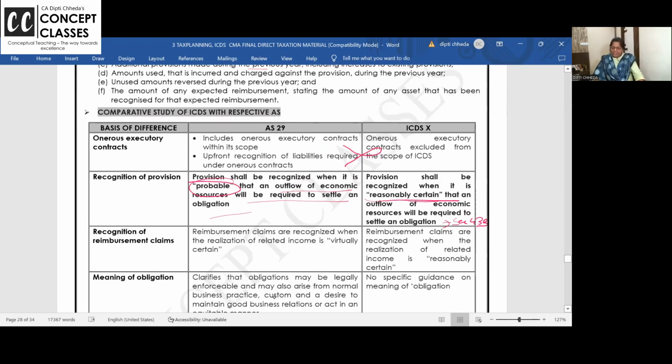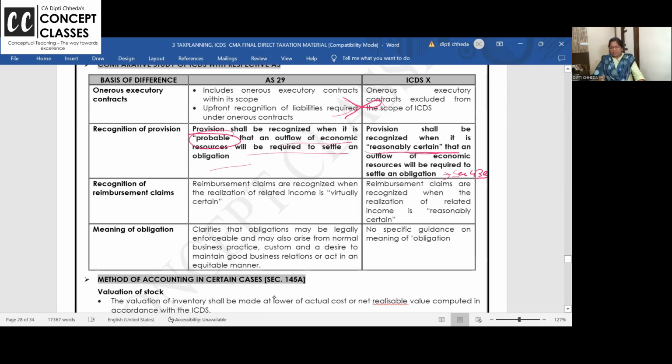Provision, and ICDS is talking about onerous contract. I said cancel it. Onerous, executory, these you study in law, not needed now. Recognition of the provision. Okay. Provision should be recognized when it is probable, meaning certain, you're very sure. Provision for repairs, provision for losses that are going to happen. This in ICDS says recognize the provision when it is reasonably certain, and for that the best example they are giving is section 43B. I will also talk about it.